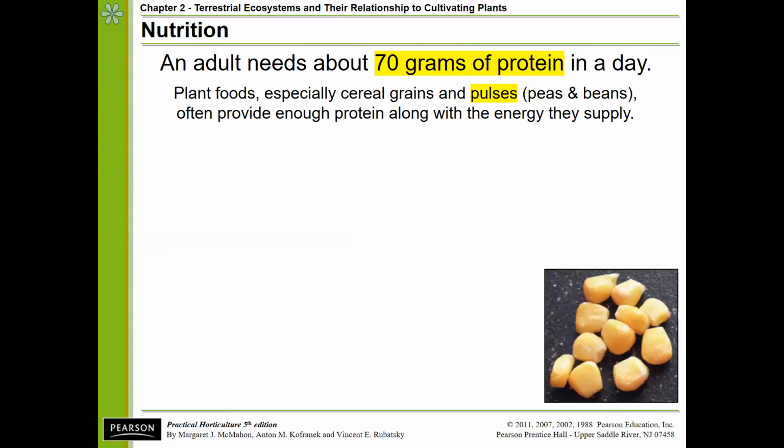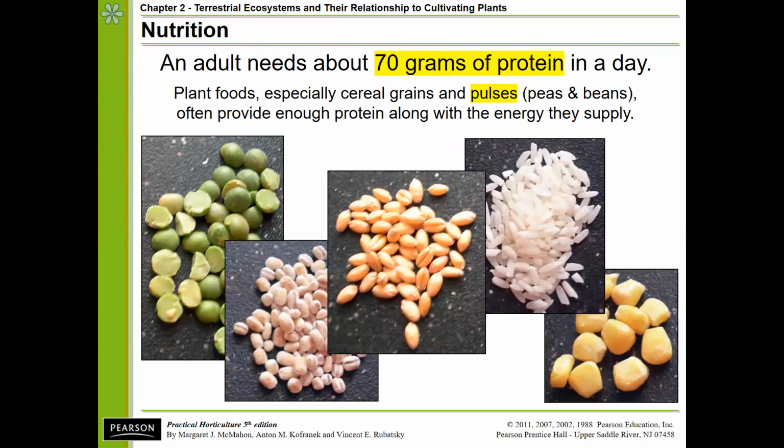Skip over that one. We do need about 70 grams of protein, and that's sort of related to body type, but generally pretty much every person needs about 70 grams of protein. We generally get those from grain and legume combinations.